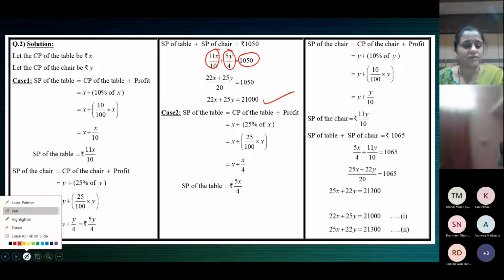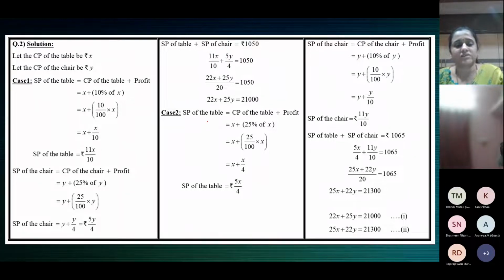Case 2, the profits are exchanged. Selling price of the table is the same thing, CP of the table plus profit. So earlier, the profit on the table was 10%. Here in the second case, it's 25%. So find the selling price of the table. In the first case, the profit on selling the chair was 25%. In case 2, it is 10%. So find the new selling price of the table and chair in the second case.